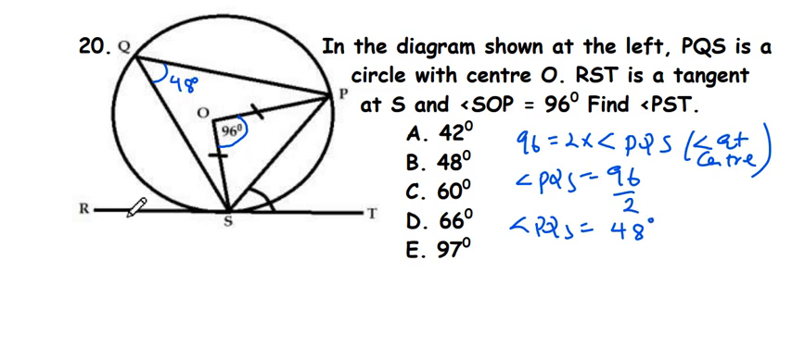Now this is a tangent, and this is a chord. So the angle this tangent makes with this chord, that's this angle, is equal to the angle in the alternate segment. The angle in the alternate segment is the angle facing this chord. So the angle in the alternate segment is 48. So if this is 48, that means this is also 48. So answer is B.